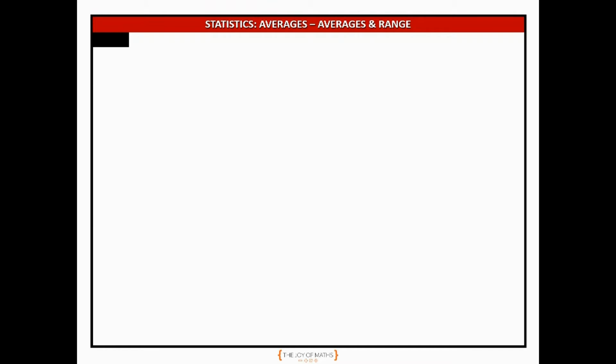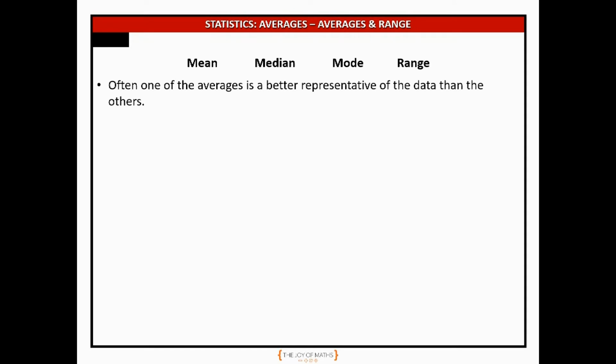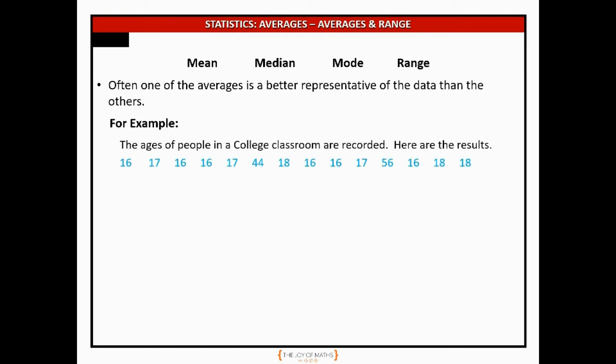So let's have a look at examples now where we get asked to find and choose the most appropriate measure of central tendency. So we've got mean, median, mode and range. More often than not, one of the averages is a better representative of the data than the others. For example, the ages of people in a college classroom are recorded. Here are the results: 16, 17, 16, 16, 17, 44, and so on. A couple more, and we've got a 56 and a couple of 18s in there. So let's start looking at averaging this data out.